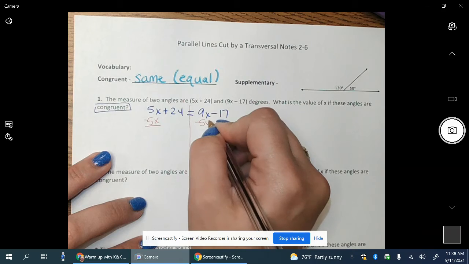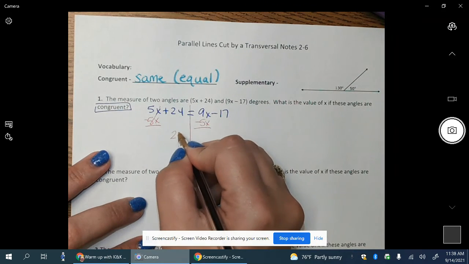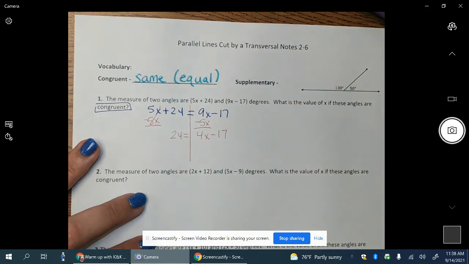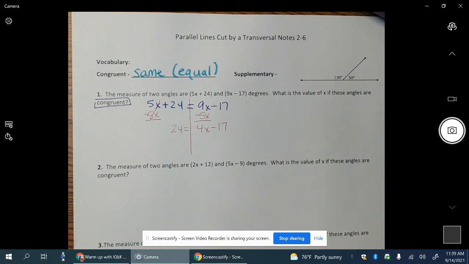Because it's the small one. The small one. Good. Okay, those cancel out. 24 equals 4x minus 17. I ask you these questions not to be annoying, but I'm hoping that when you do it by yourself, you're asking yourself the same thing. What am I doing next? Why am I doing that?